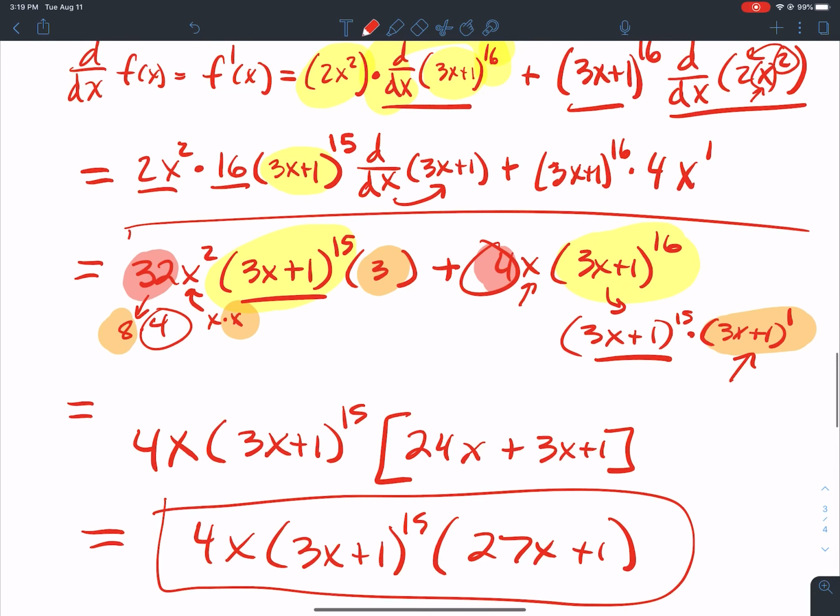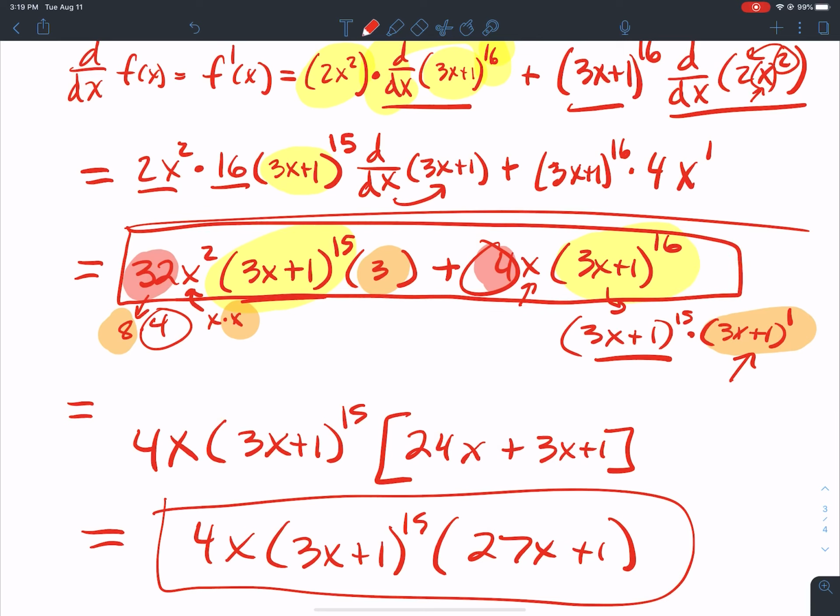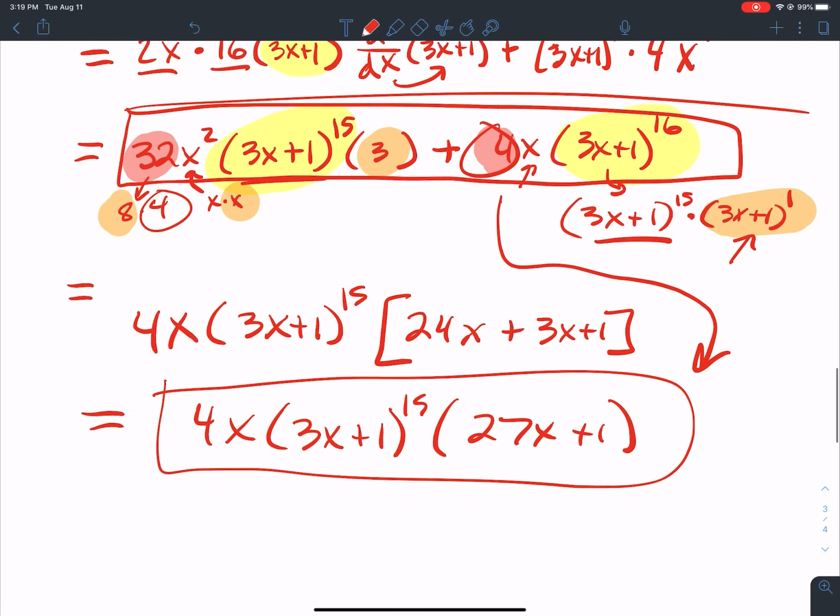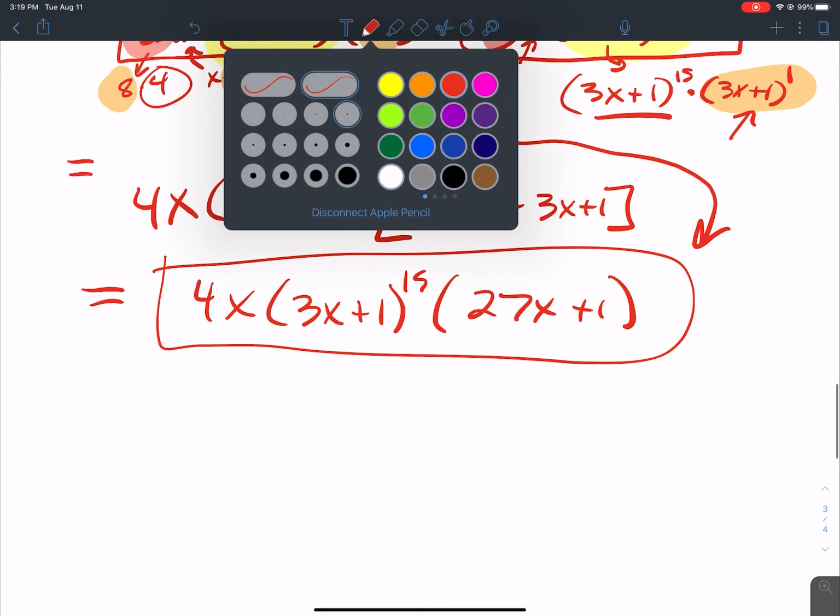Getting to this point right here is pretty good. That's going to get you lots of points there. Simplifying it will get you that full credit that I'm looking for. Okay? Now let's try another one.